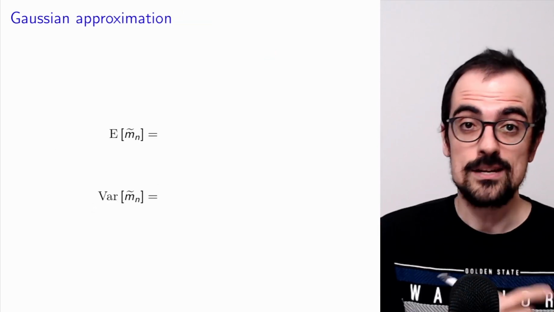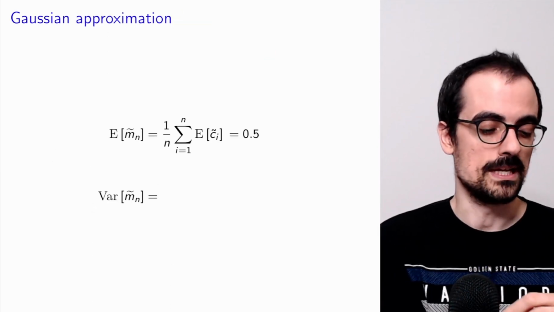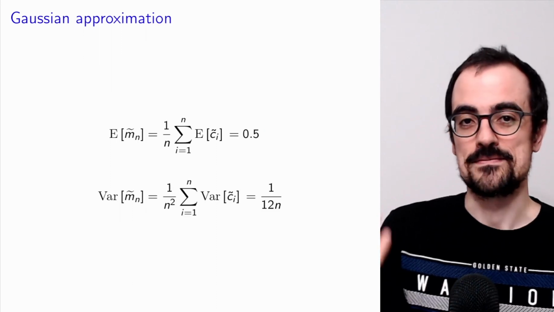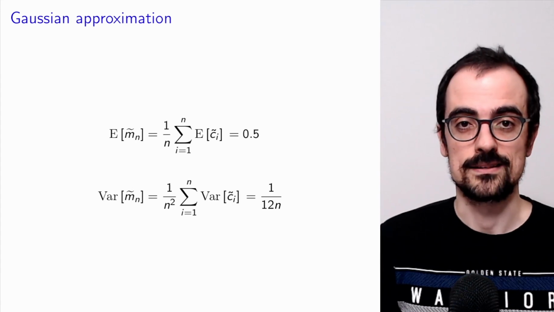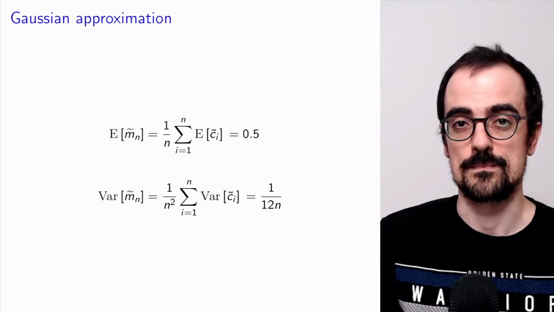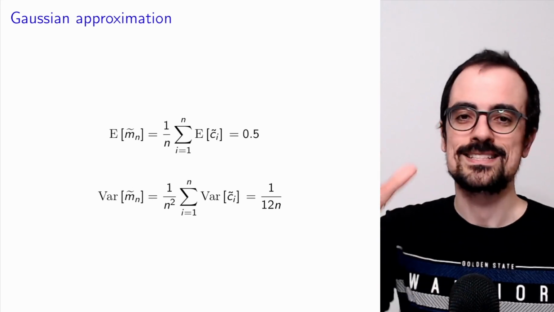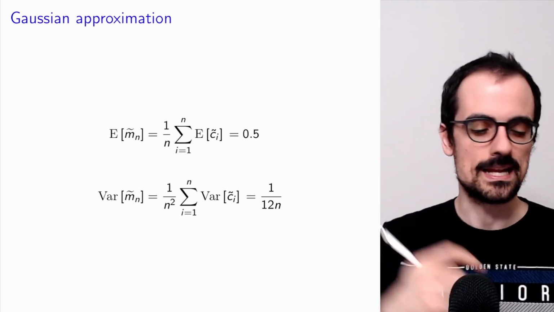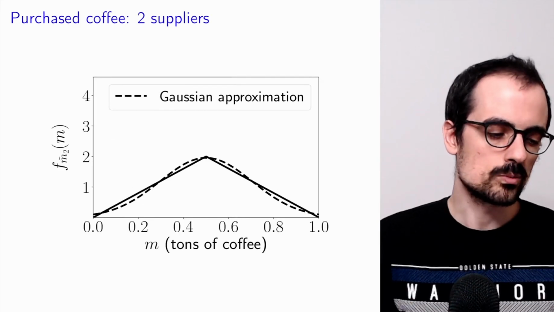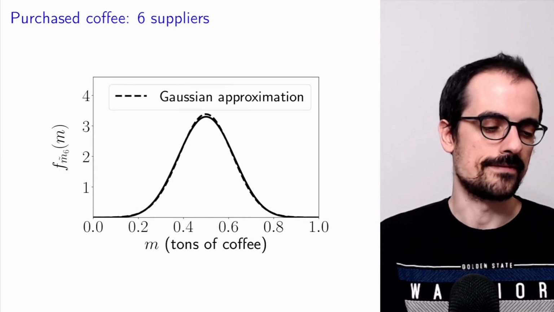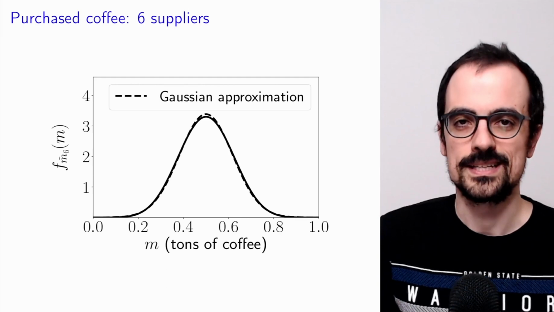Let's take a look at the mean of the average. It's just equal to the mean of each random variable, which is 0.5, and the variance is the variance of each random variable divided by n. The variance of a random variable that is uniform between 0 and 1 is 1 over 12. Now let's overlay this Gaussian that has the same mean and variance, and what we see is that the approximation becomes very good very fast. Already for 6, it's actually very, very good.